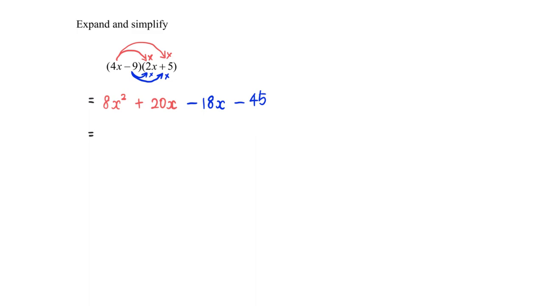And I would then have to simplify the like terms. 8x squared is the only x squared term. Positive 20x minus 18x leaves positive 2x. Negative 45 is the only constant term. And this will be the answer for this question. Let's move on to the next question.